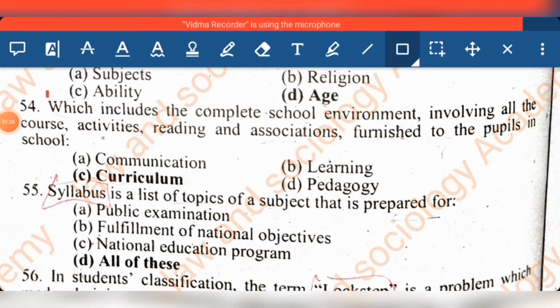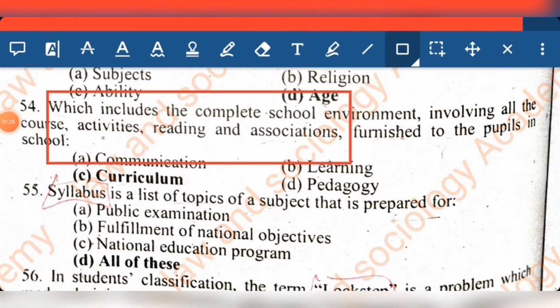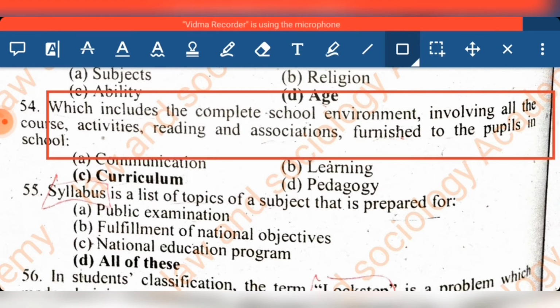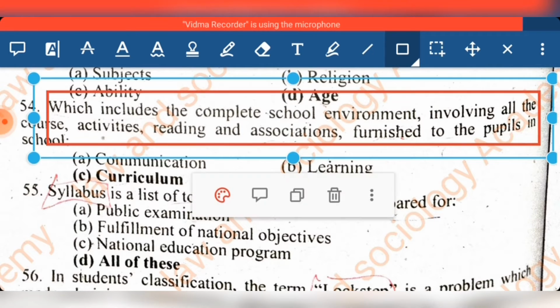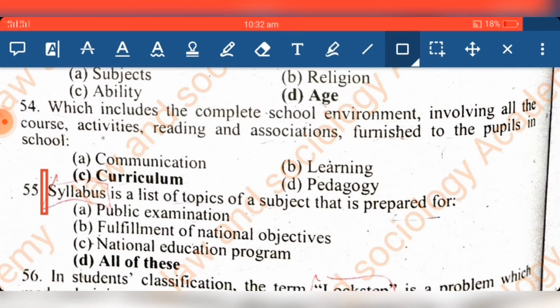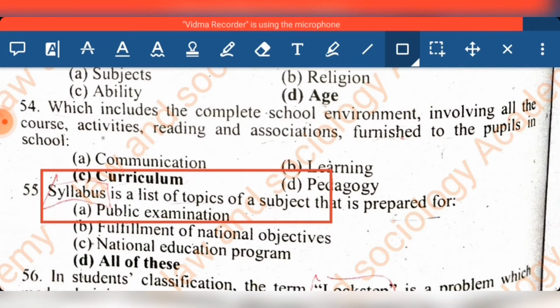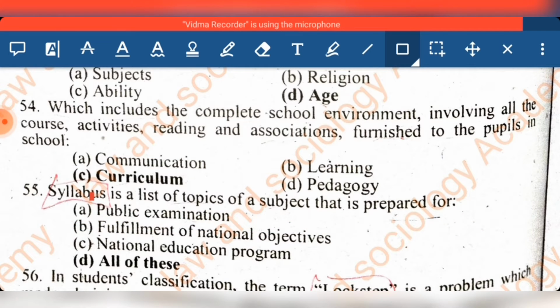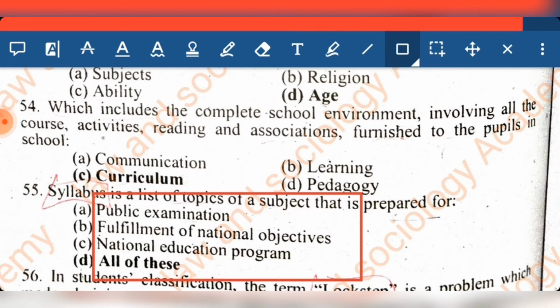So next one is: which includes the complete school environment involving all the courses, activities, reading and associations furnished to the people in the school curriculum. And syllabus is a list of topics of a subject that is prepared for all of these: public examination, fulfillment of national objectives and national education program.